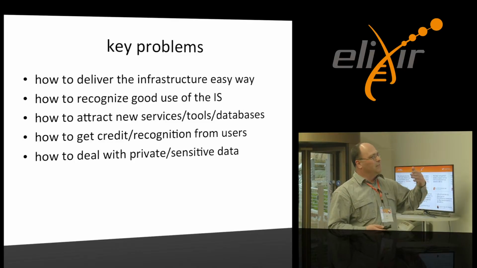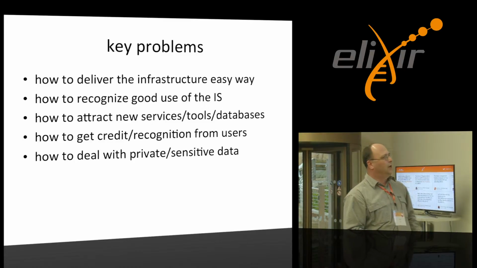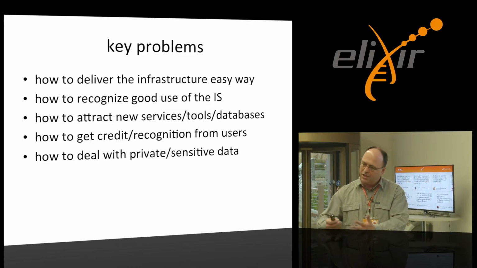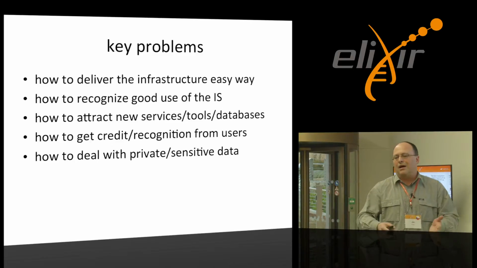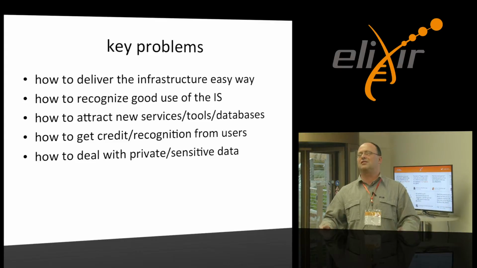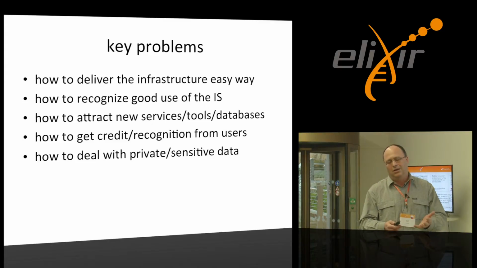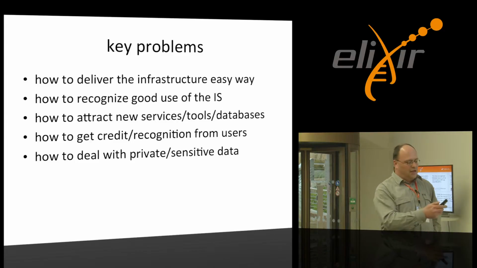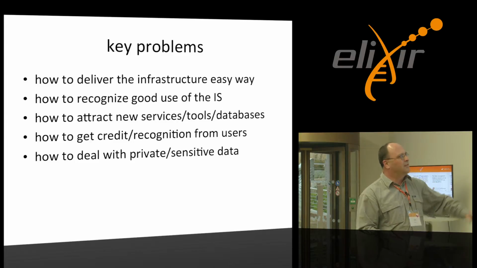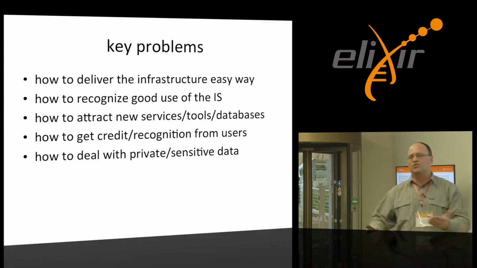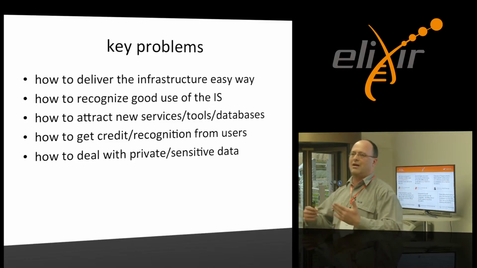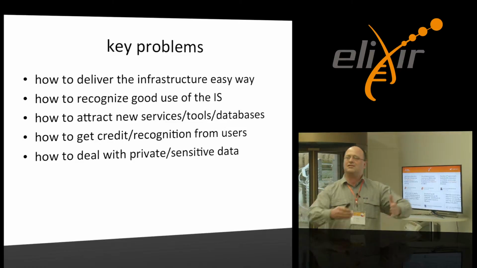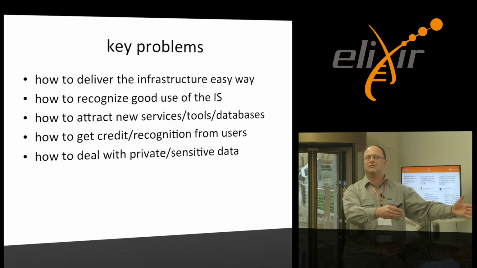So we need some kind of distinguishing if the work is done well, but we are not a grant agency, so we need to distinguish it in a somehow different way. And of course, an important thing for us would be how to attract new services and tools. We would like to have users who develop something and then it stays as an ELIXIR product.